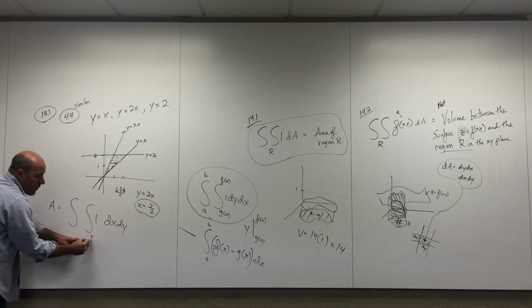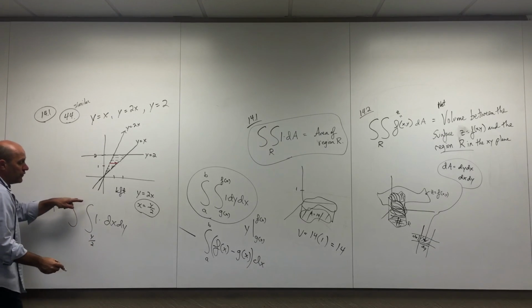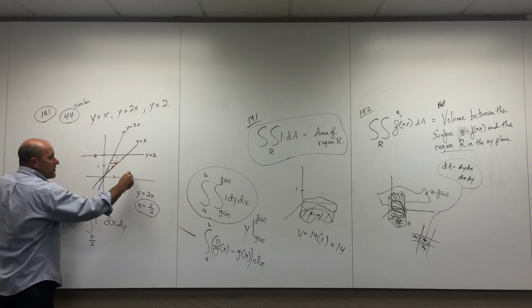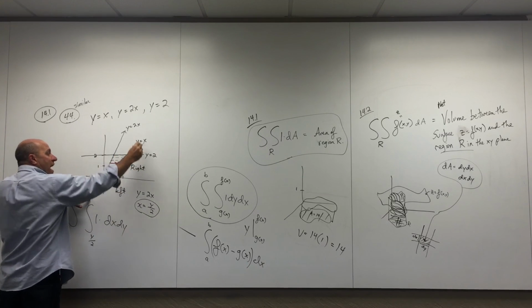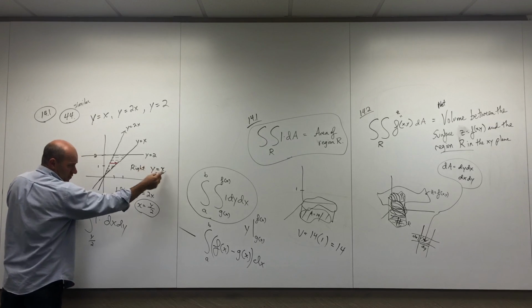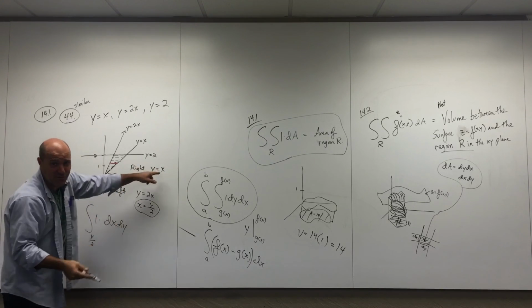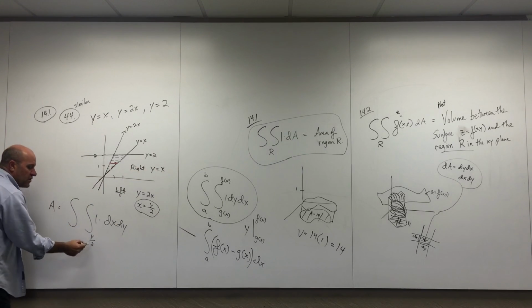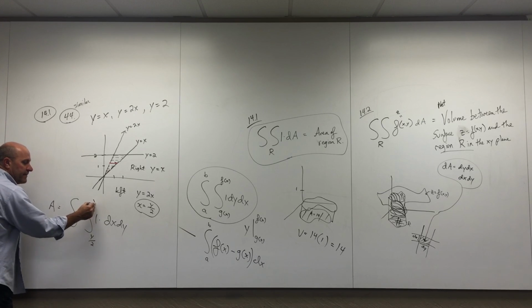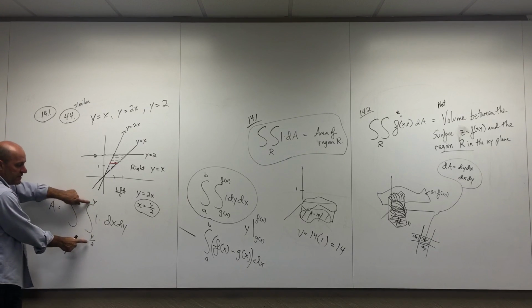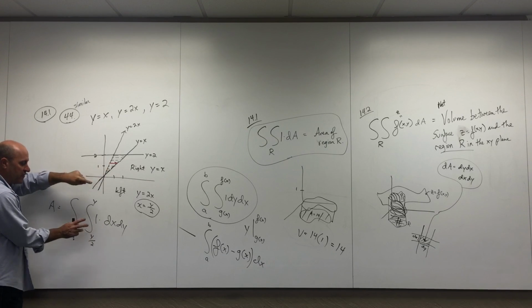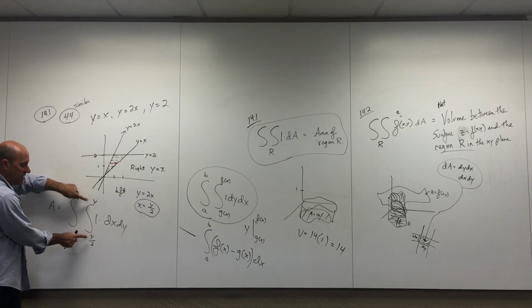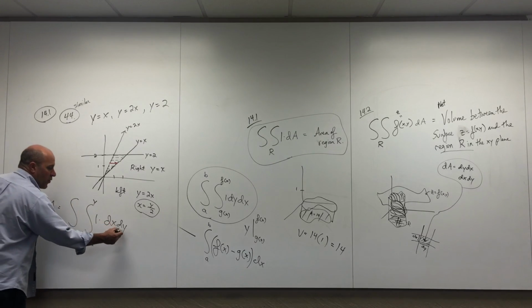So x goes from y over 2 to the right curve. What's the right curve? The right curve was this curve, y equals x. When you solve for x in terms of y, it's x equals y. Thank you. So I go from the left to the right. These are my curves solved for x in terms of y. It's just those 2 functions, but I have to solve for x in terms of y. Awesome. Now, can you tell me the bounds for y?